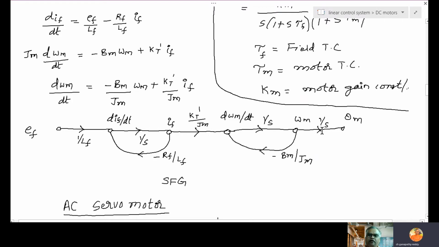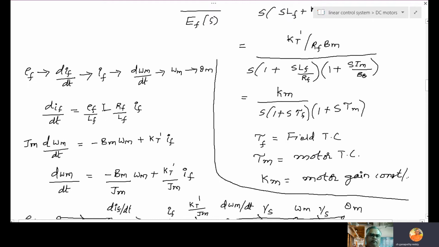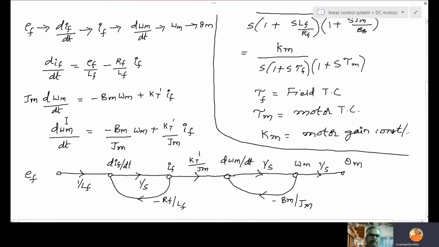Between theta m and omega m, 1 by s. Here also 1 by s. Here also 1 by s. So other things we have to find out. What are the other things? dIF by dt we have to solve, d omega m by dt we have to solve. So manipulate those equations, find out dIF by dt and d omega m by dt. We get these two equations. So accordingly, you show this.